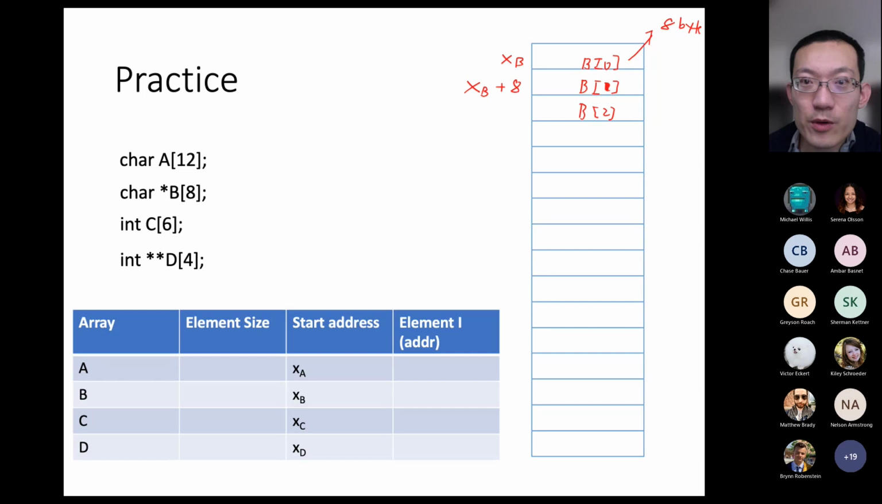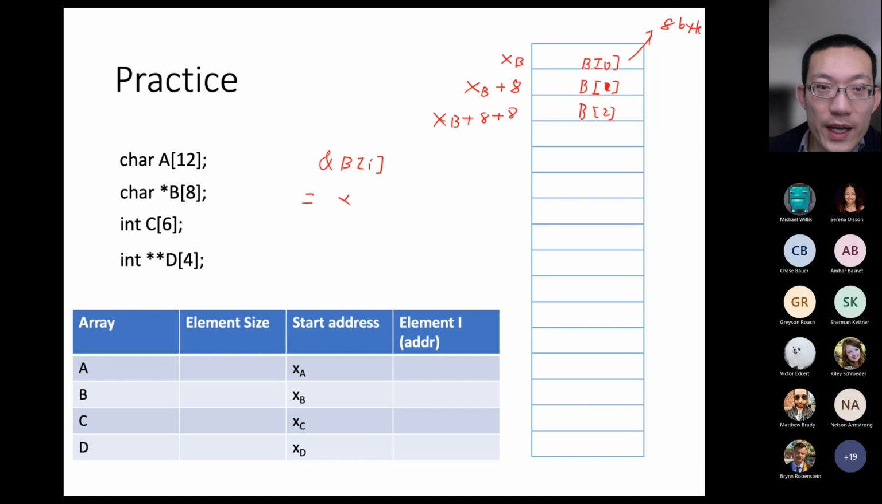And we can apply the same rule. If we look at B2, we would have XB plus 8 plus 8, so we need to add two 8s. So we can generalize the case. If we look at Bi, and we have the starting address XB, then we have the index i times the size of each element, which is 8. So this would be the equation to get the address for Bi. This is what we talked about for locating one element in the array.